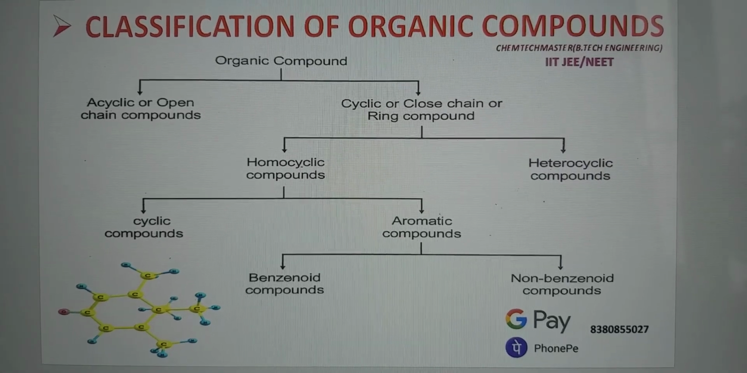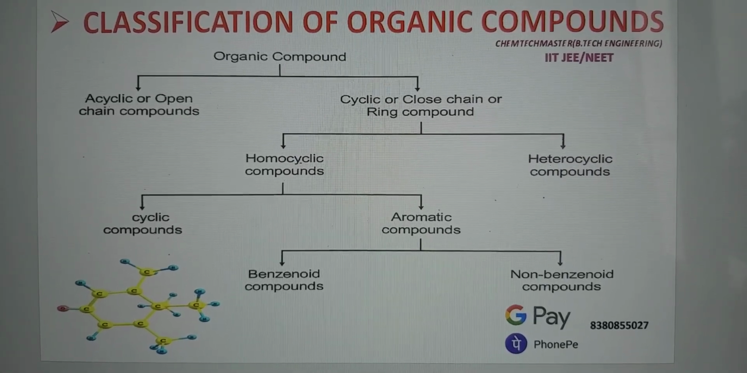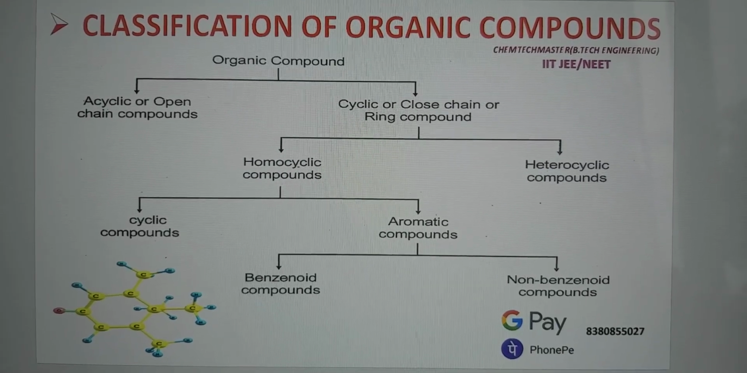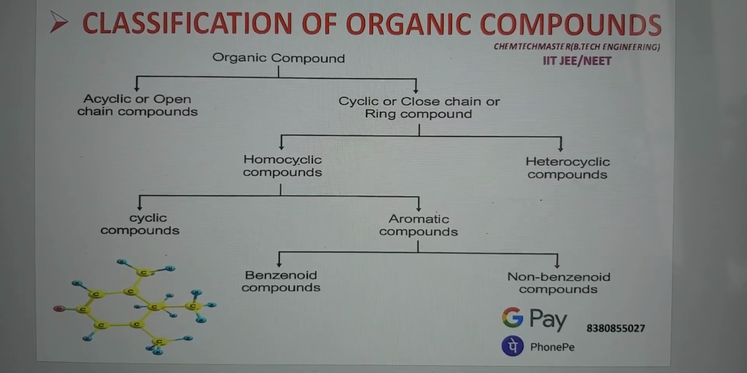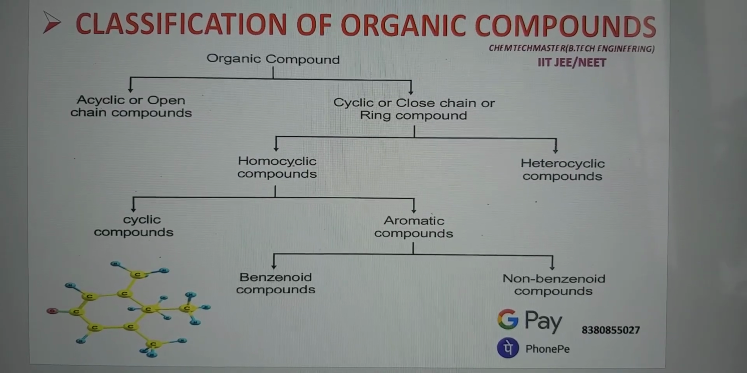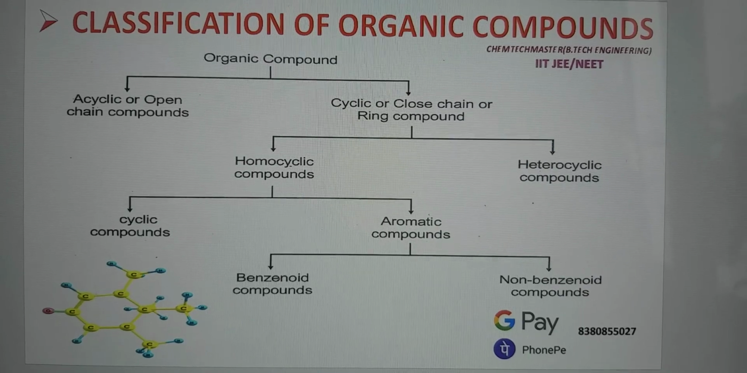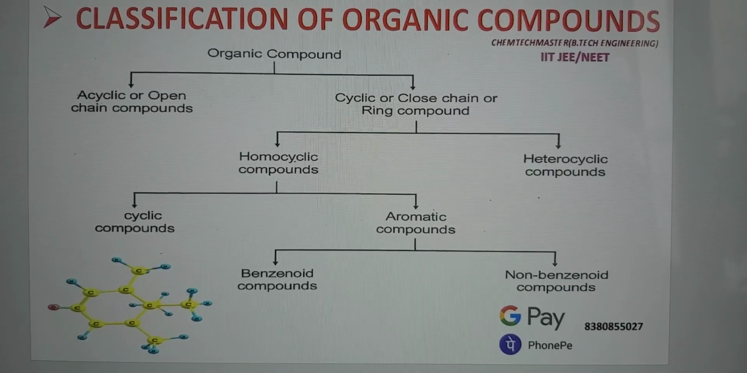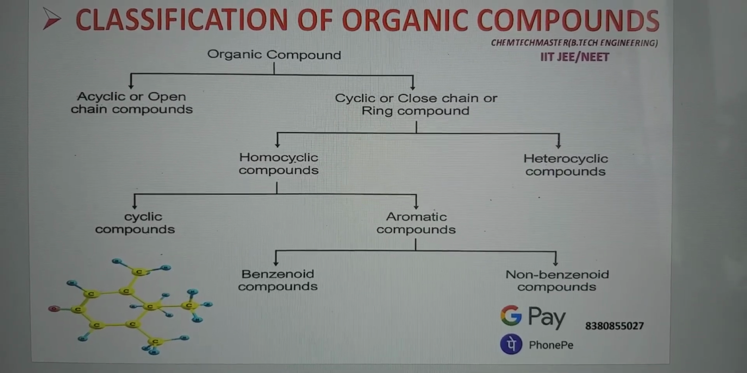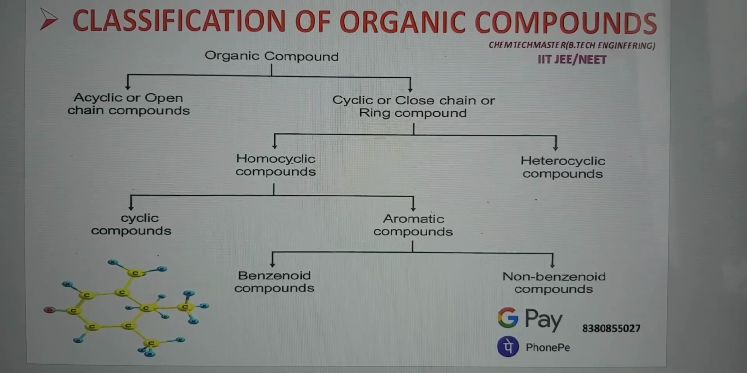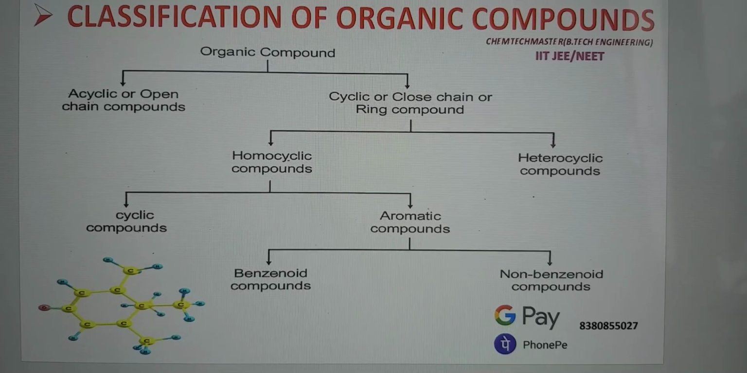Good morning, students. Today we are going to study one of the most important topics for IIT JEE or NEET exams, that is classification of organic compounds. Organic compounds are classified based on two main categories. The first one is acyclic or open chain compounds. The second one is cyclic or closed chain or ring compounds.